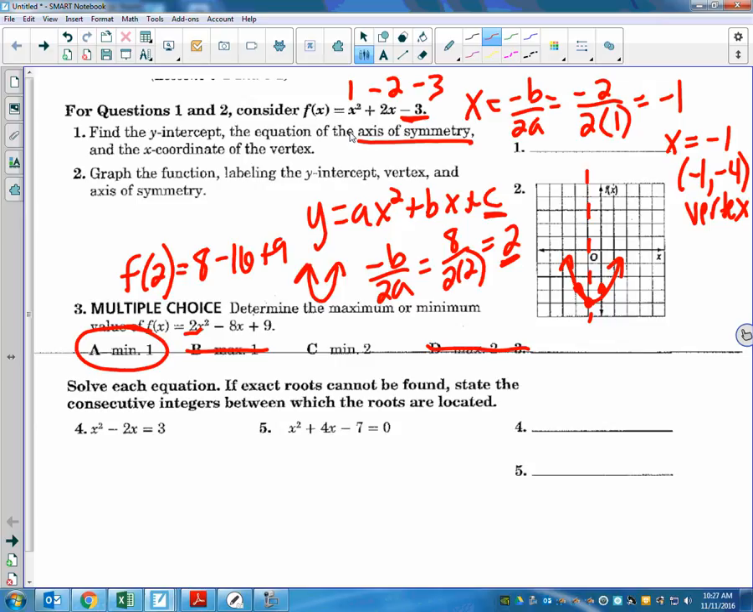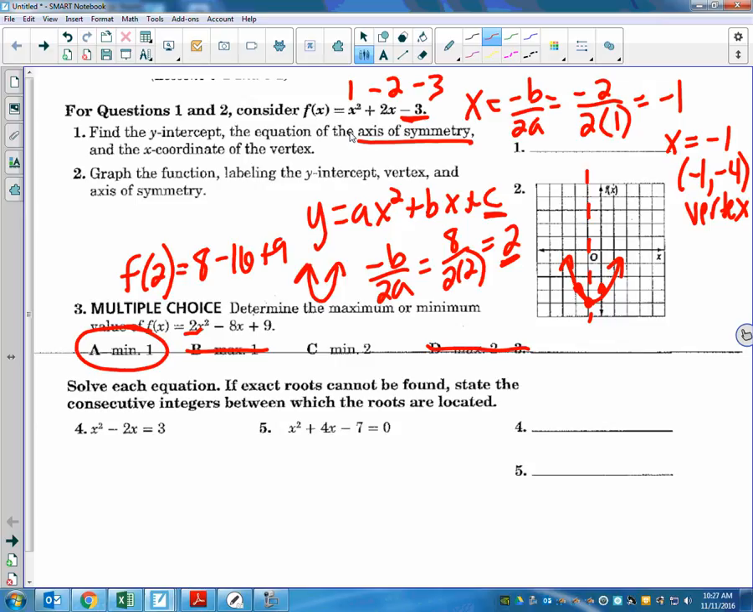And then 4 and 5, I left you graph paper, because if you're trying to find the zeros of this, you probably need to graph it, unless it's factorable. That's the only way you could get away with this without graphing it. So it says solve each equation. If exact roots cannot be found, state the consecutive integers. And again, directions on your test are going to say just like this. Exactly the same way we did in the homework, exactly the same way we did in the notes.